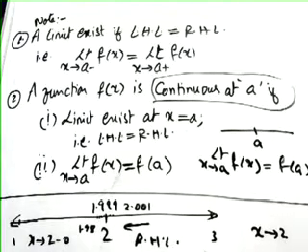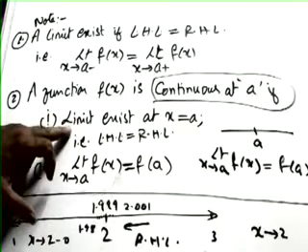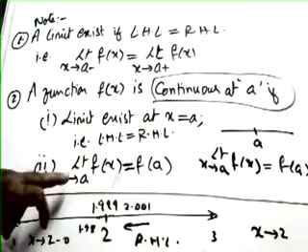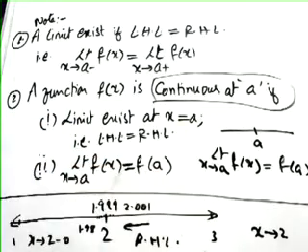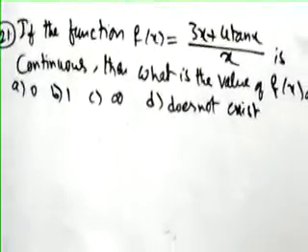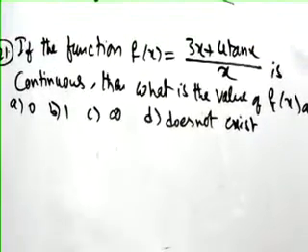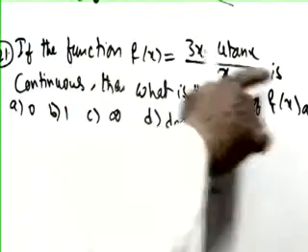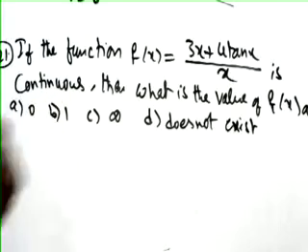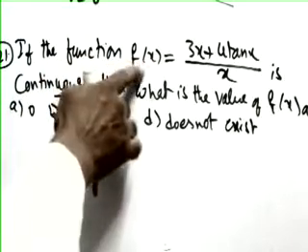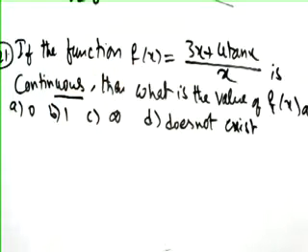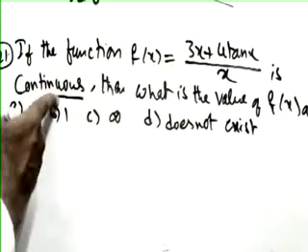So let me do one thing. Now you revise once more. For continuity, the limit should exist at a point a, and the limit value and the function value should be equal. Okay, so let me start with one question here. Watch carefully. We have already done 20 questions in the previous classes. Now see here, if the function is continuous, then the limit value and the function value should be equal.